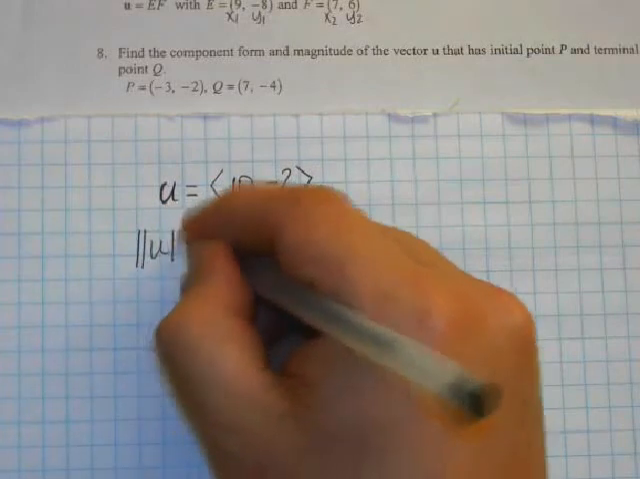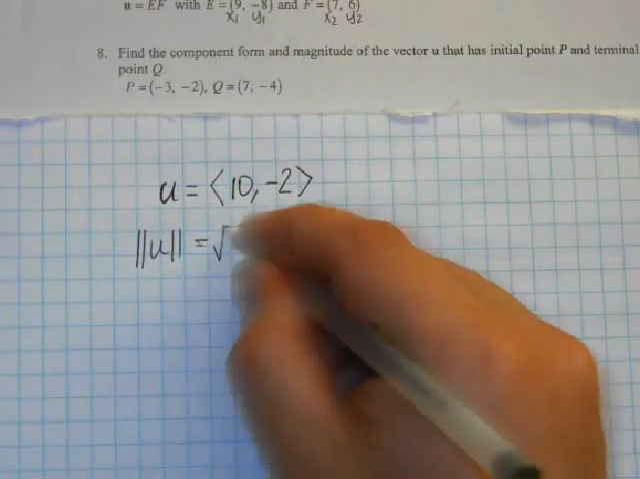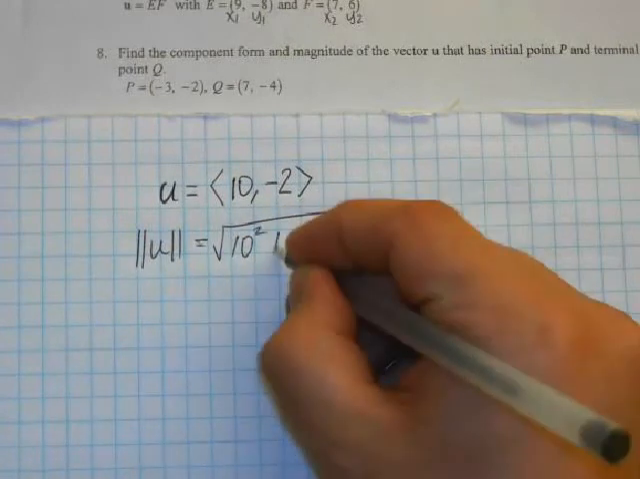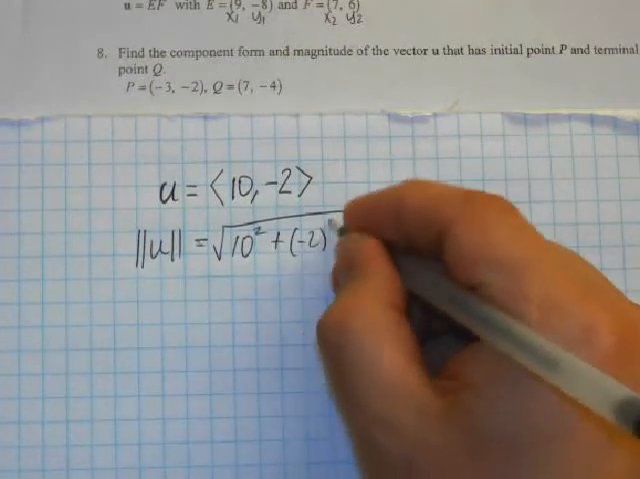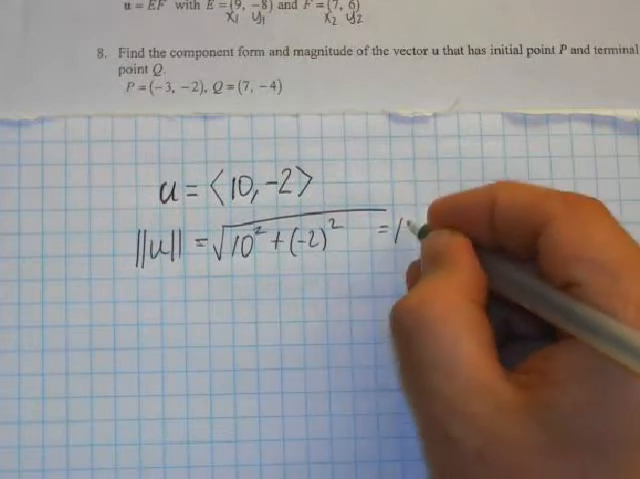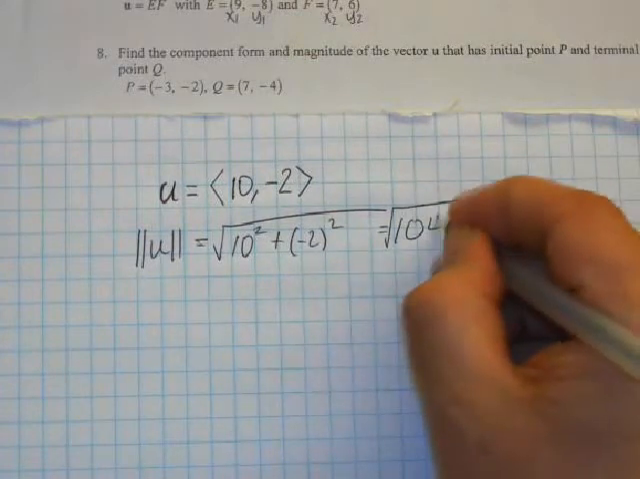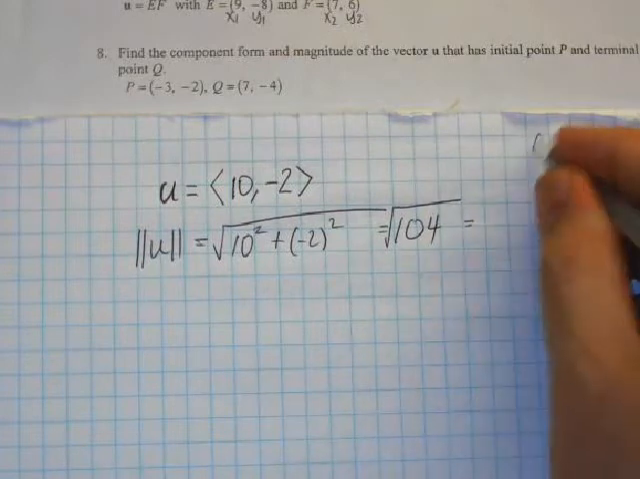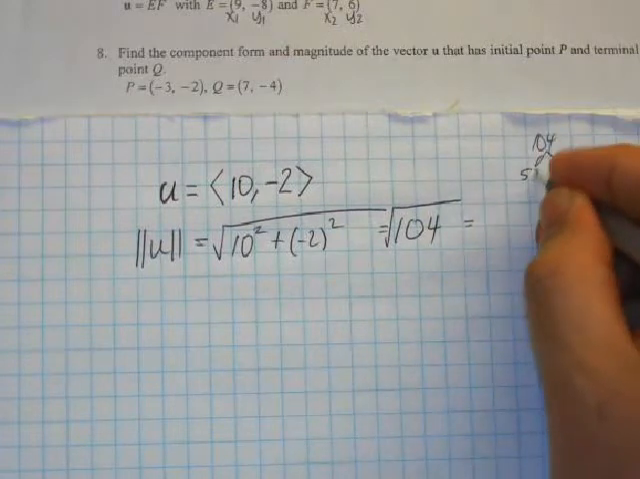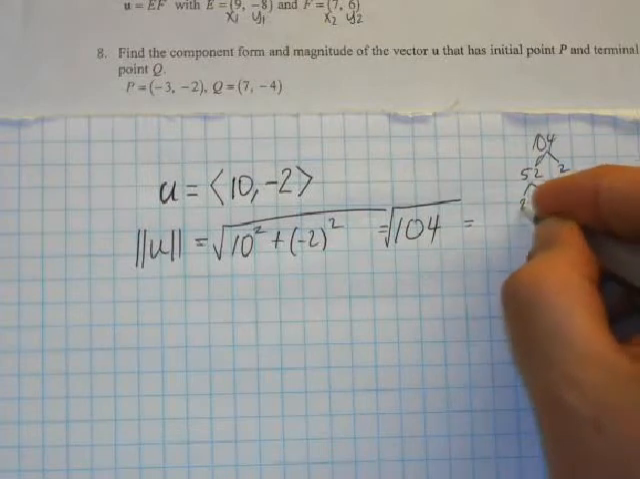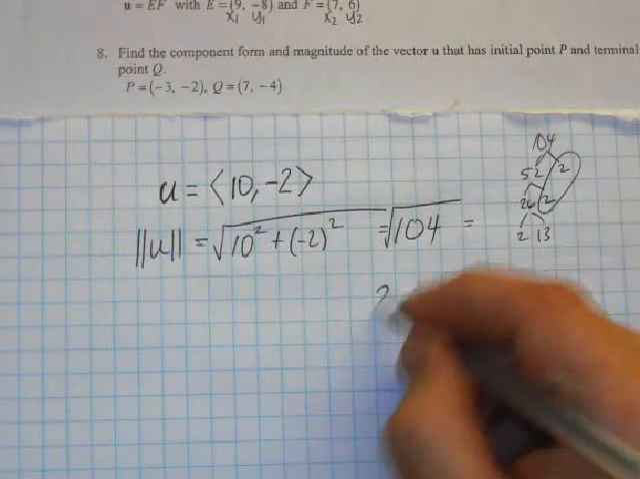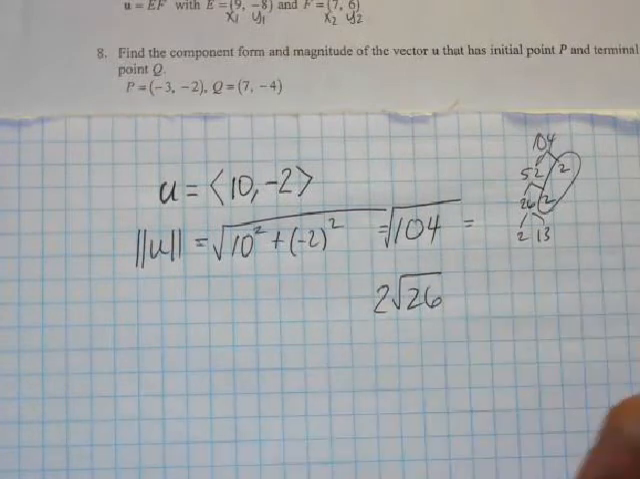So for the magnitude, we don't have to use the distance formula because we've kind of already figured out part of that. It's simply 10 squared plus negative 2 squared, which is radical 104, which is 2 radical 26.